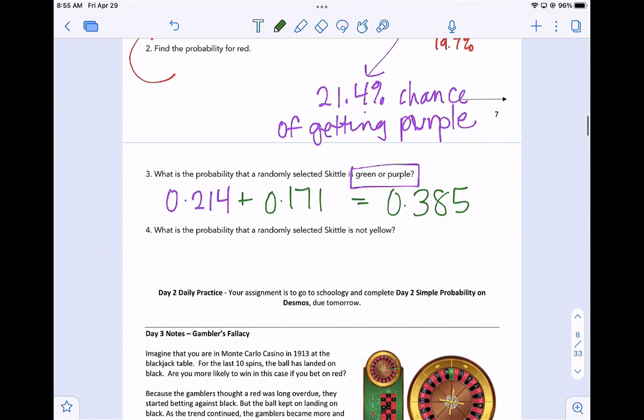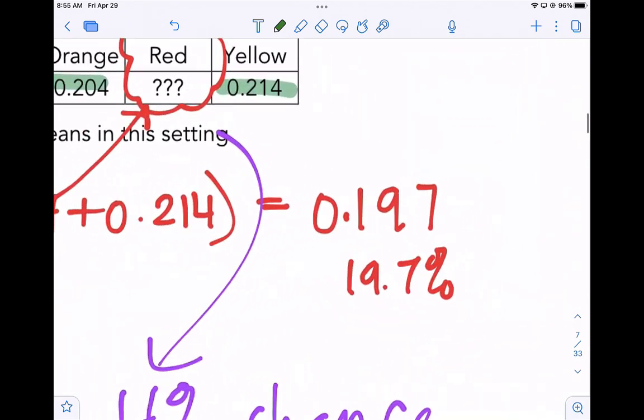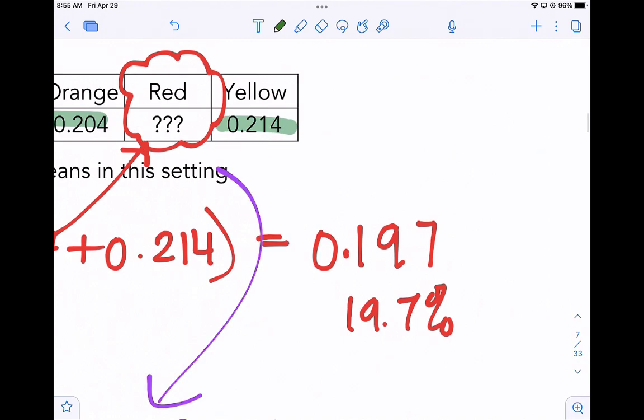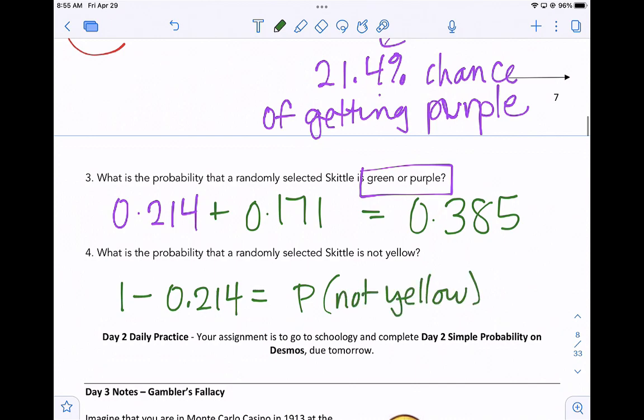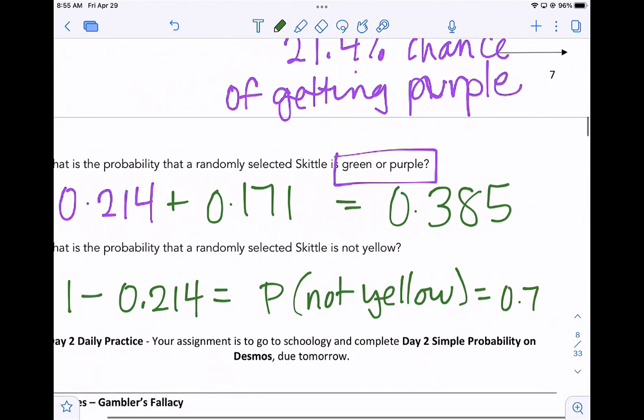What is the probability that a randomly selected Skittle is not yellow? Okay, so if you take a look at yellow, an easier way to do that is to find the complement, just subtract. We know that this should add up to 100%. So if we do 1 minus the probability of getting a yellow, we should get the probability of not yellow. And if we subtract that out, it is 0.786. You have a 78.6% chance of not getting a yellow.